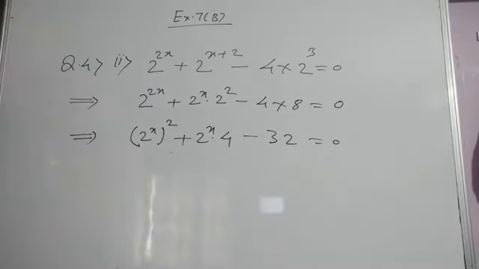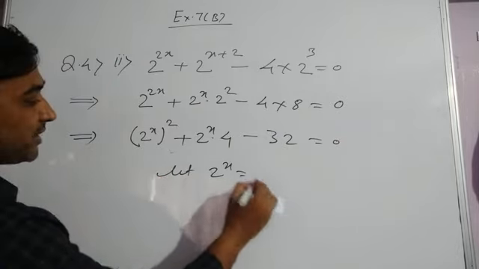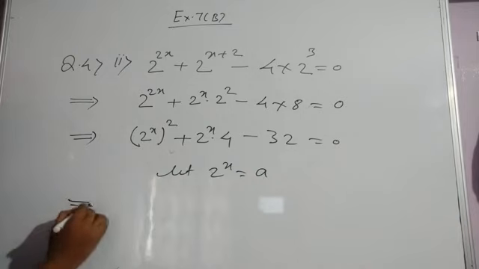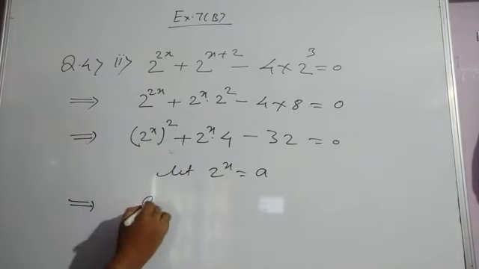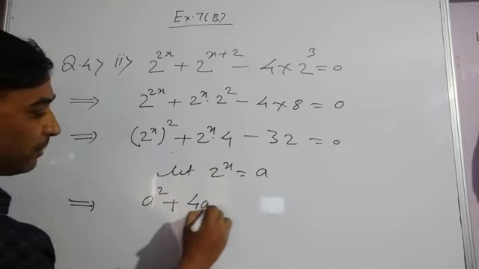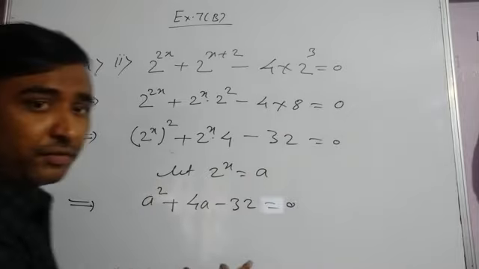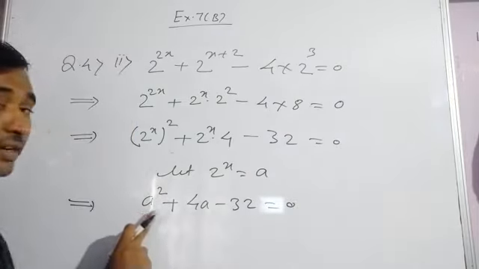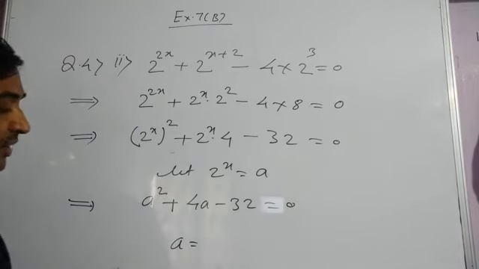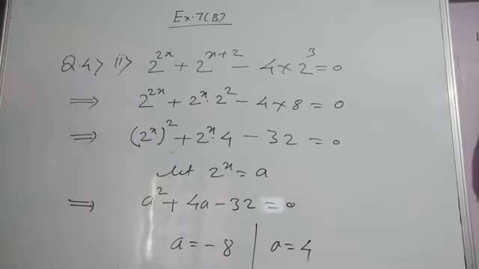Don't you think it seems like a quadratic equation? Let 2 raised to x be equal to a. So it will be a square plus 4a minus 32 is equal to 0. Once you solve this quadratic equation, a square plus 4a minus 32 is equal to 0, you come across two values: a is equal to minus 8 and a is equal to 4.